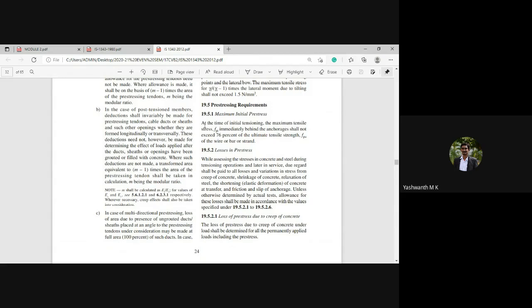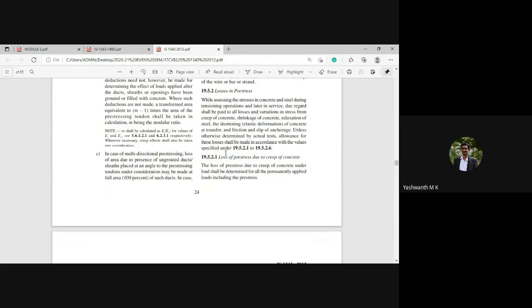So this initial pre-stress value is very much important while solving the problem. They are going to give the data, and sometimes we need to calculate this. We'll come across this part while solving the problem. Next, coming to the losses in pre-stress.